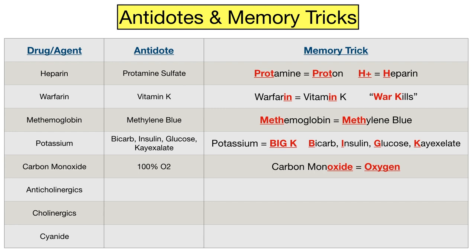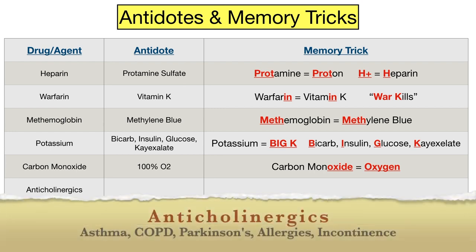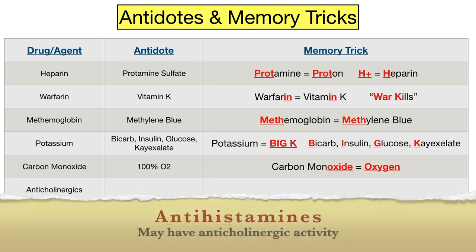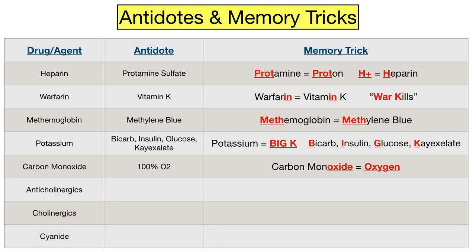The next medication class is anticholinergics, which are drugs that block the effects of acetylcholine. Anticholinergics can be used to treat respiratory disorders such as asthma or COPD, Parkinson's, mydriasis, allergies, urge incontinence, to name a few. Keep in mind that some over-the-counter medications or even prescribed medications can have anticholinergic activity. An example is antihistamines, such as diphenhydramine, which is over-the-counter.